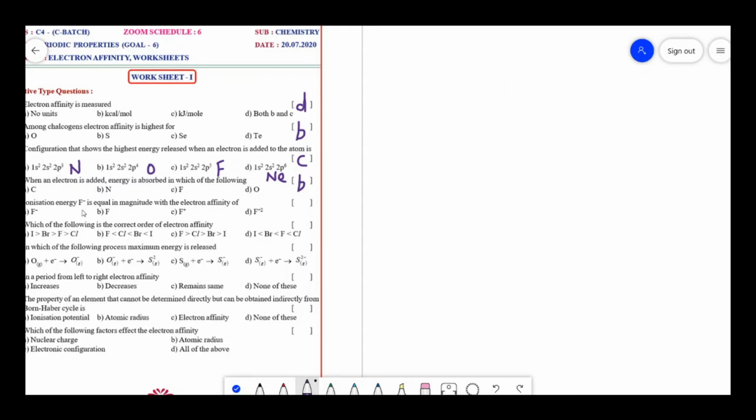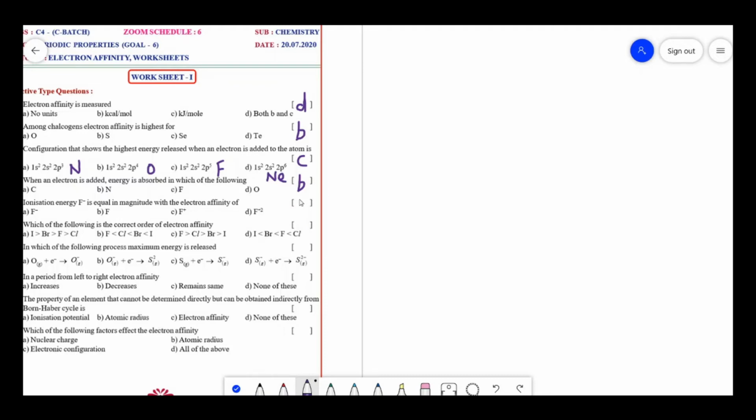The ionization energy of F minus is equal in magnitude with the electron affinity of. So electron affinity means addition of electrons, and this will be equal to fluorine. So the answer is B.